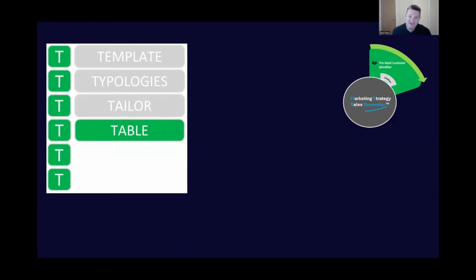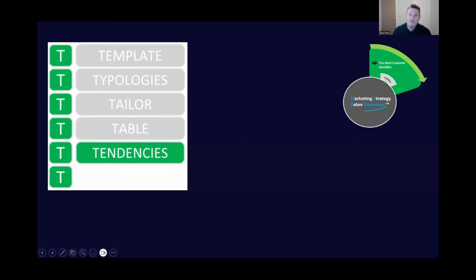Next is the table stage. What do I mean by table? It's the table we use for identifying the key personas within your ideal company profiles. Personas are representations of your ideal customers. Why is a table important? It's important to help build a clear picture of the personas you'll be targeting and to understand and better cater to your audience's needs, behaviors, and preferences.